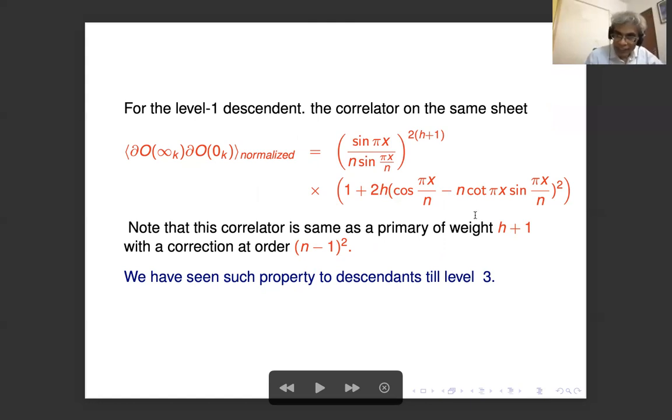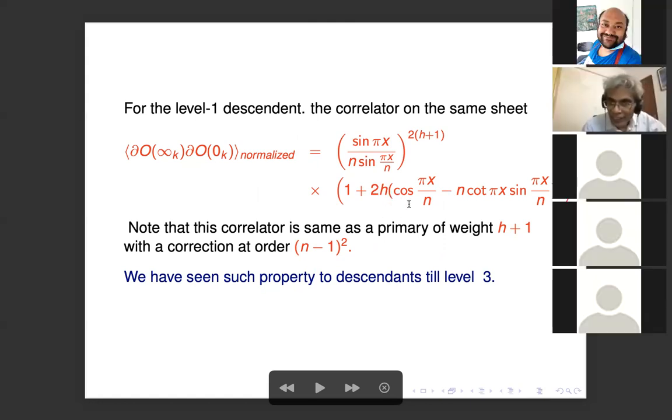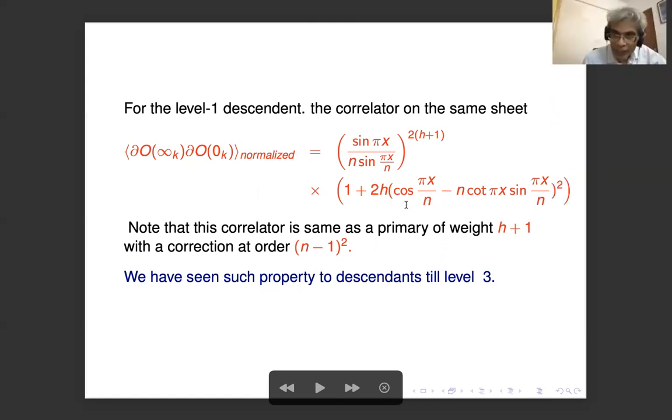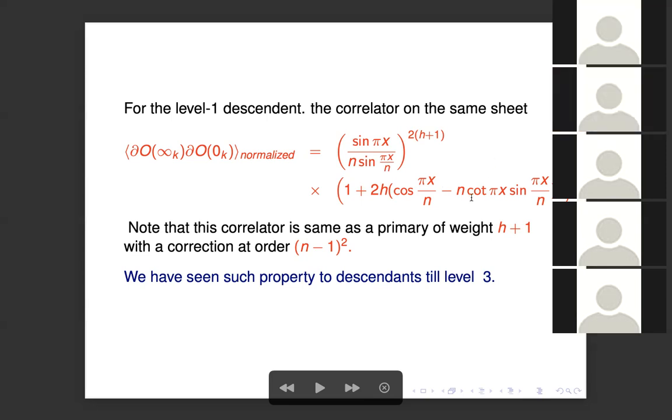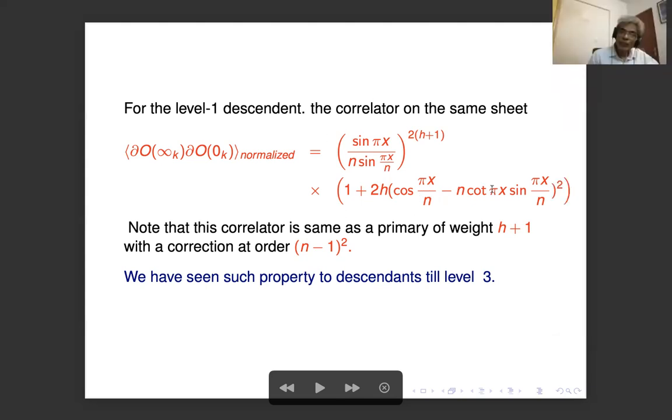Now this correction is interesting, actually. If you see it carefully, this correction goes as (n minus 1) squared. Now, if it is (n minus 1) squared, then it doesn't affect the entanglement entropy. Therefore the level 1 descendant, this correction doesn't correct the entanglement entropy. Only this much is enough. This is (n minus 1) squared order.